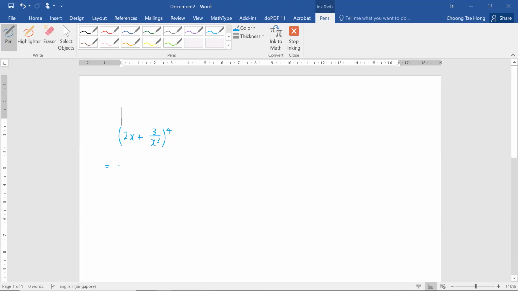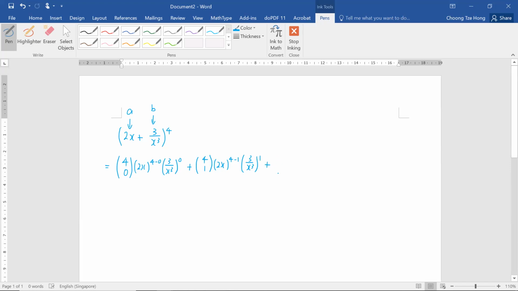The first term will be n choose 0, where n is 4. Then we have a, which is 2x, so a to the power of 4 minus 0, and b is 3 over x cubed, so we have 3 over x cubed to the power of 0. Then the second term will be 4 choose 1, then 2x to the power of 4 minus 1, and then 3 over x cubed to the power of 1.